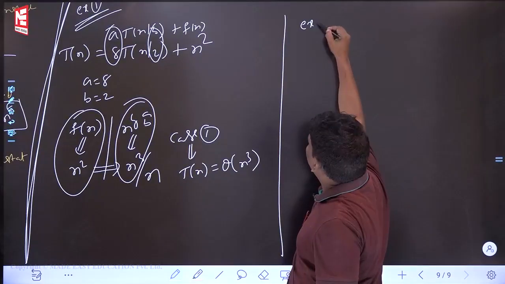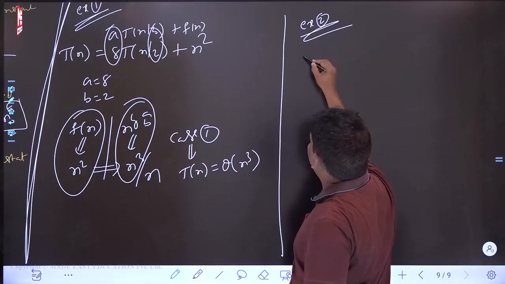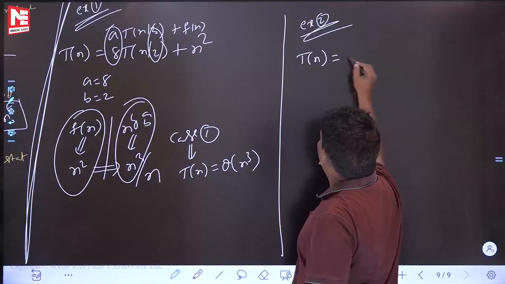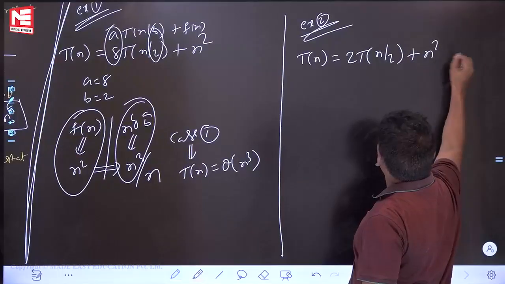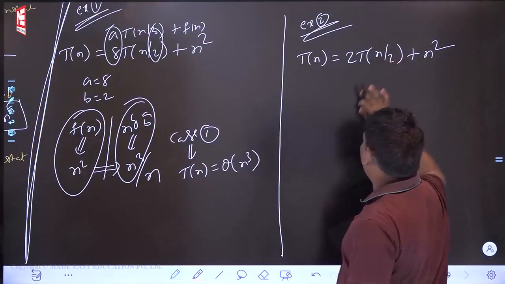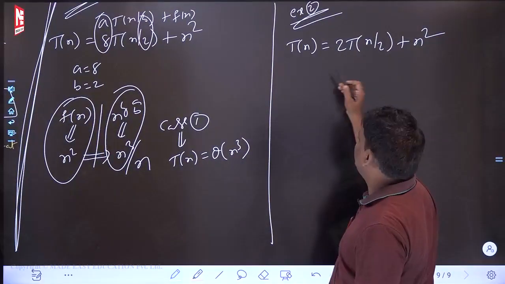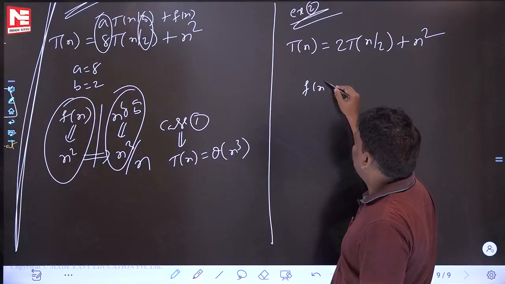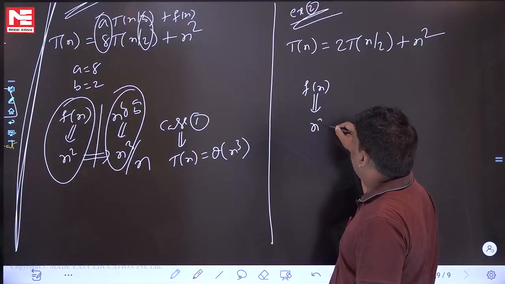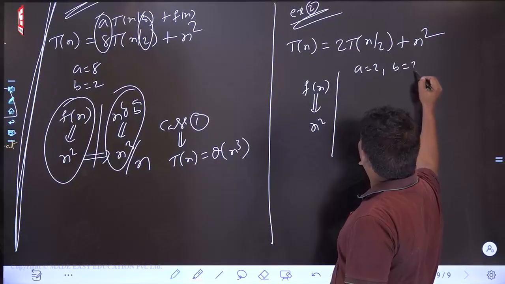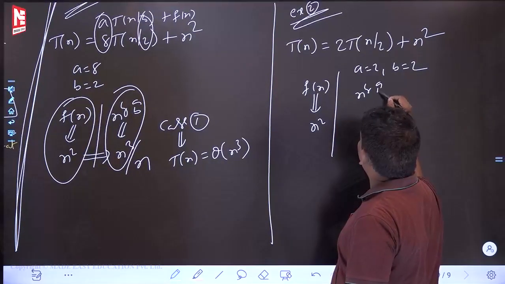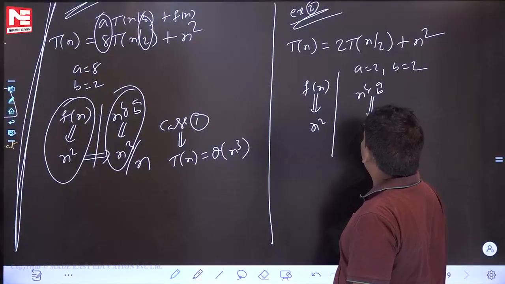If anyone is still facing difficulty, let's go to example 2. You will get more clarity in this. Example 2: T(n) equals 2T(n/2) plus n square. Now can you help me from this? Don't worry about the answer. Let's start. What is the f of n? N square. What is a? 2. b? 2. What is n power log a base b? Log 2 base 2, so n.